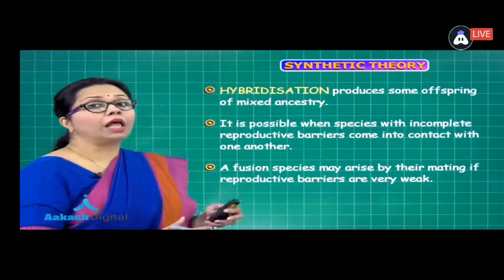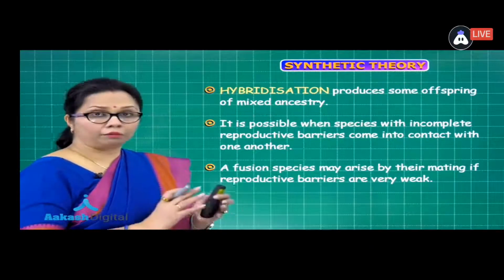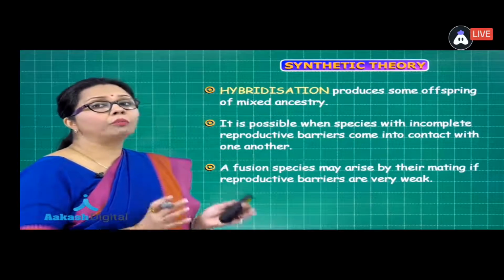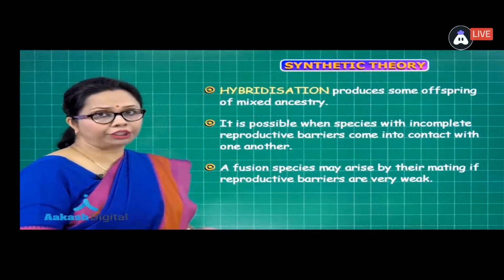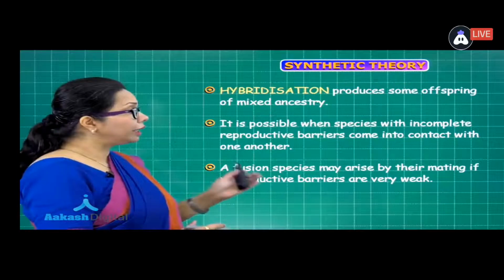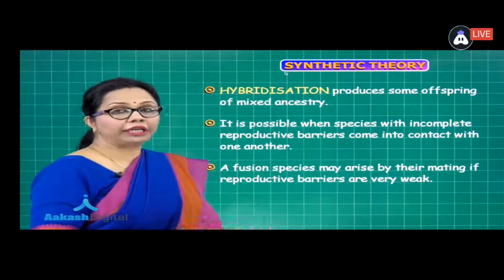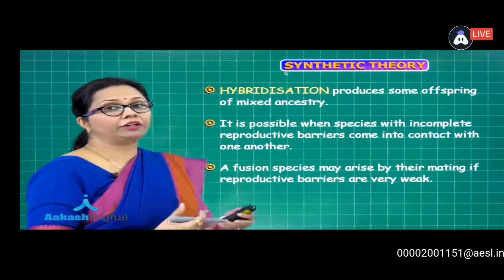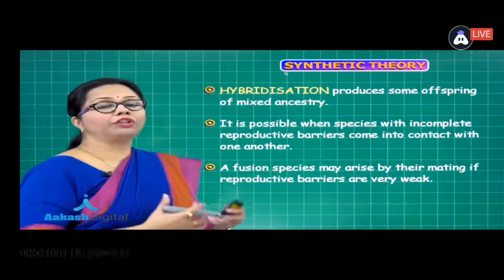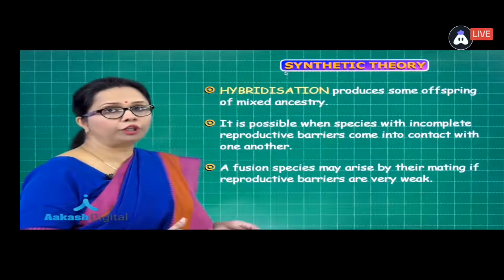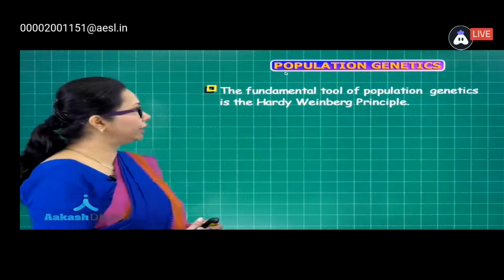So, we have seen that usually the species are separated by reproductive isolation, but if those isolating mechanisms are weak, only then hybridization would work. So, these are the various factors. Now, this entire synthetic theory, as we have seen, has integrated genetics along with natural selection, and this all was made possible only after the studies on population genetics.